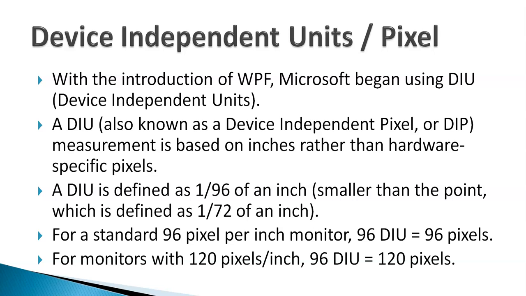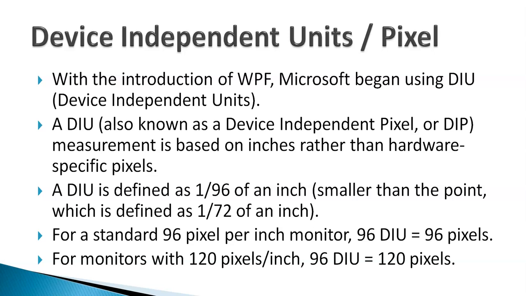This measurement is based on inches, so it's not with respect to hardware specific pixels. In Windows Forms we had hardware specific pixels, so we always used to put values in terms of 20 pixels, 30 pixels, or pixels in general. A pixel simply represents one single point on your screen. So how exactly is DIU or DIP calculated? It is normally 1/96th of an inch.